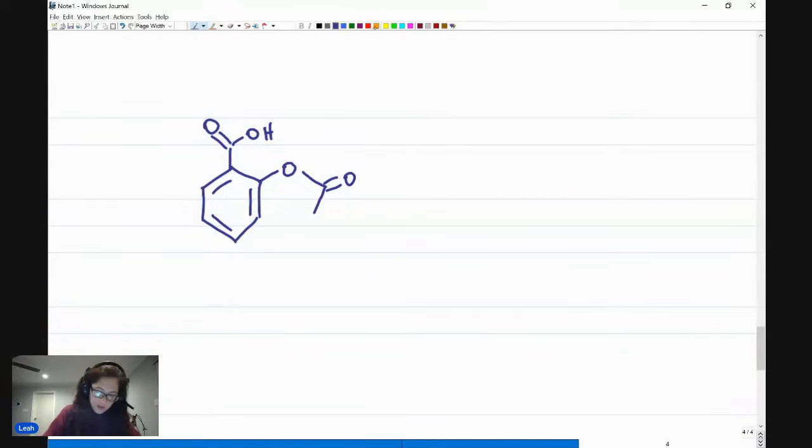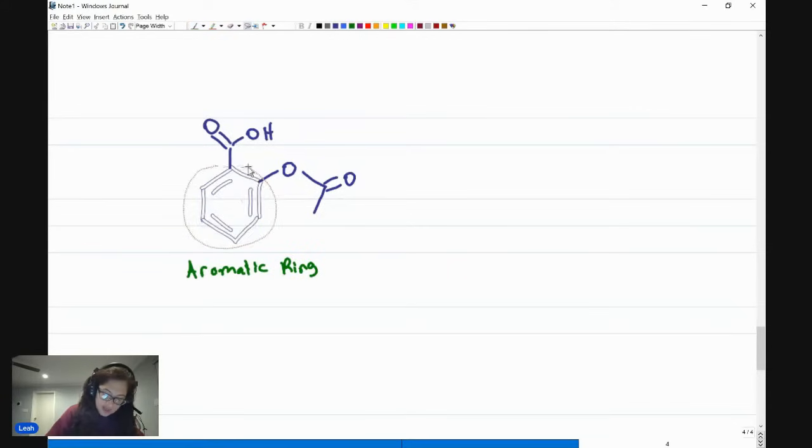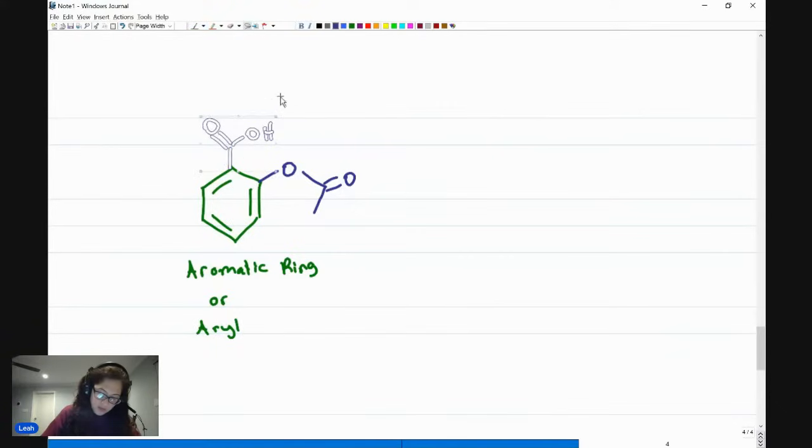Okay, so let's see. I see what looks like a benzene ring. Technically, it is a benzene ring, but some professors want you to call it an aromatic ring. Or some professors want you to call it an aryl group. That is just another way of saying aromatic ring is an aryl group. What else do I see? Coming off of the ring, I have a C double bound O and then an OH.